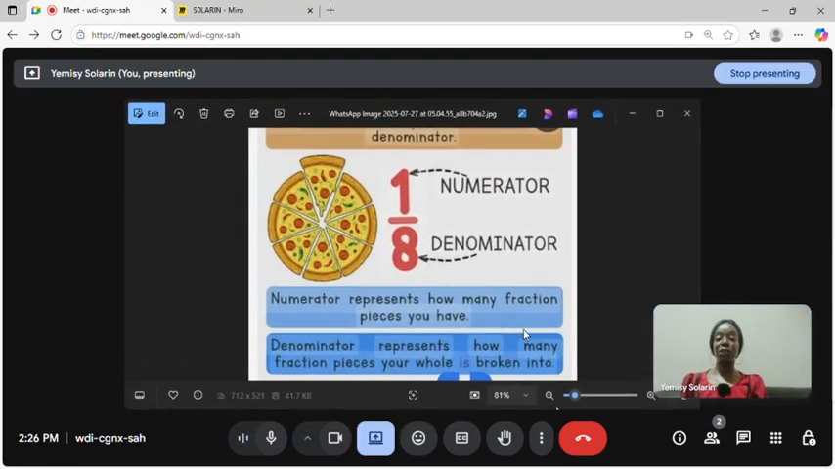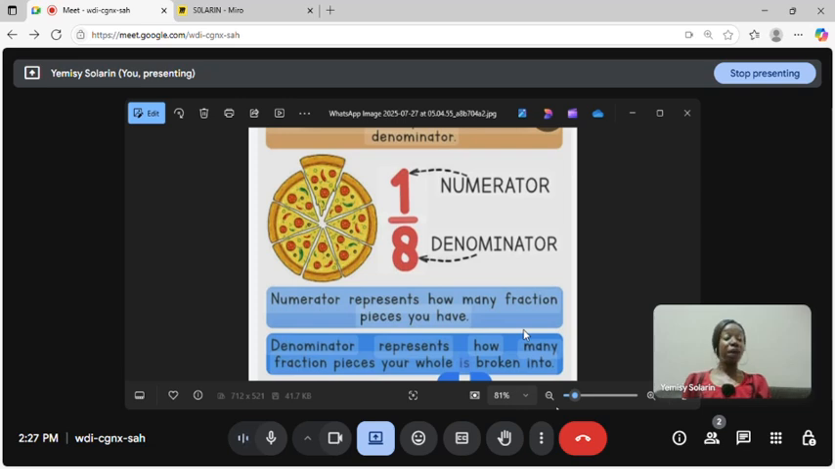Now we have on your screen the parts of a fraction. You can see 2 parts of a fraction that are separated by a line. The number at the top is called the numerator, while the number at the bottom is called the denominator. You can see a line that separates the numerator from the denominator. So these are the 2 parts of a fraction: numerator and denominator.